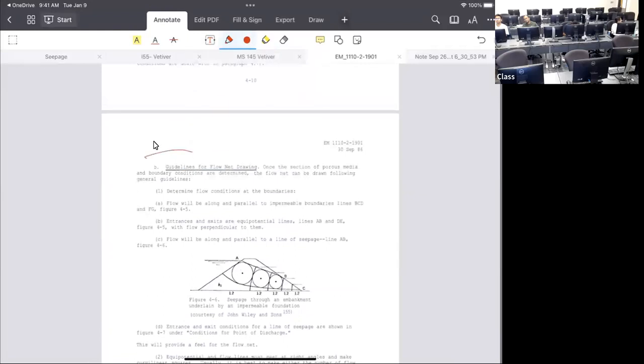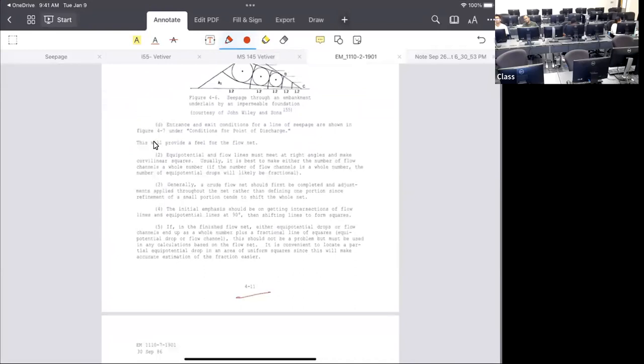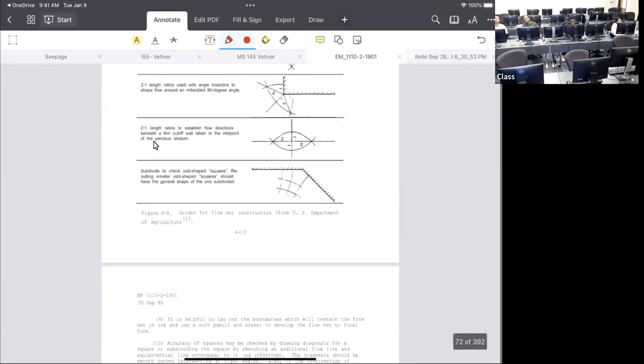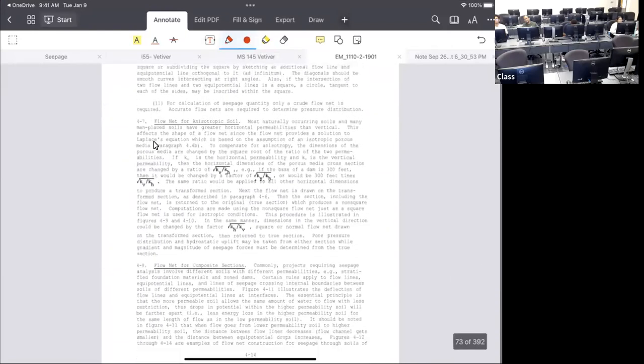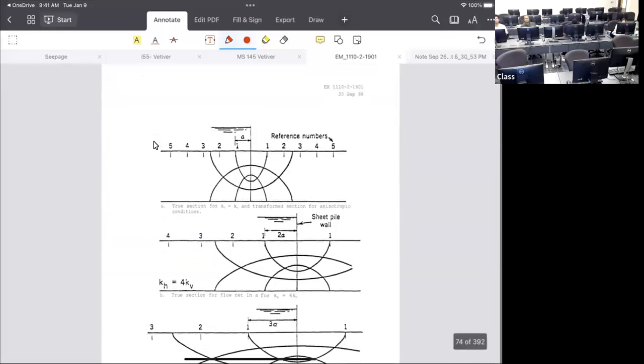Page 411. From page 411, read all the way and follow all the steps. This is the best guideline to draw a flow net. No book or manual explains it that way, other than this one. So that goes with one thing: if you have two different layers, and in between the two layers you have anisotropy.